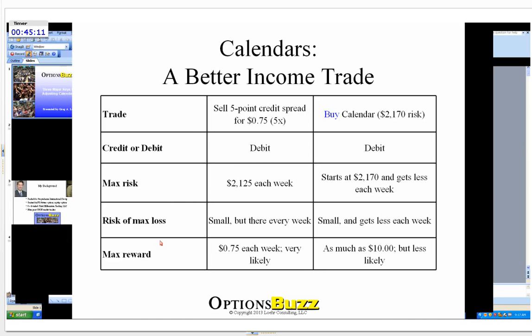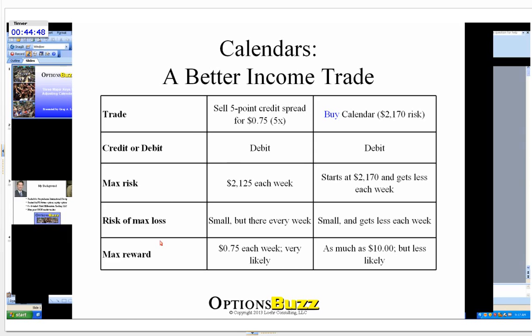Okay. And the risk on the trade is going to be $2,125, right? Five spreads, 75 cent credit. Okay, you've got maximum risk of $2,125. Now notice I got both of these trades listed as debit trades, and they are. Okay.